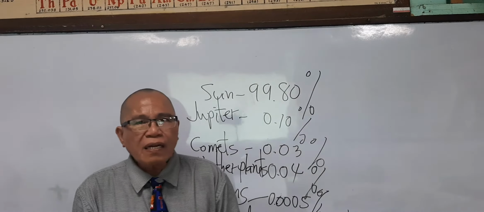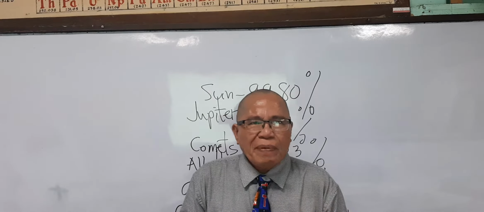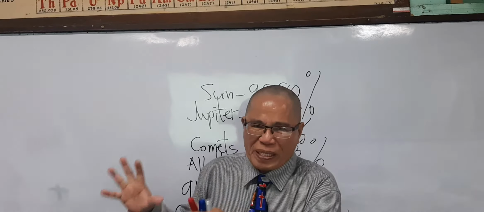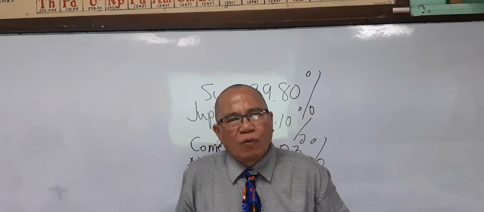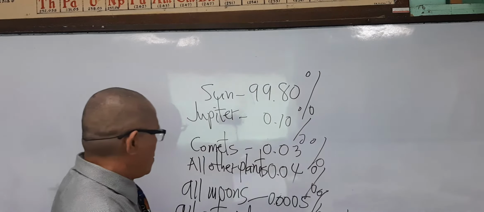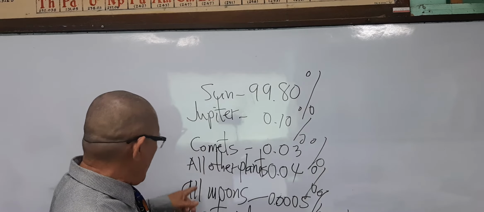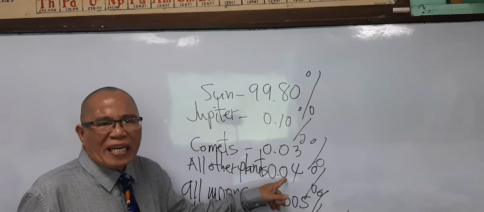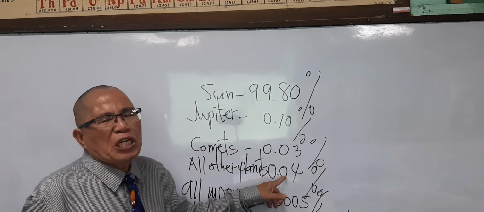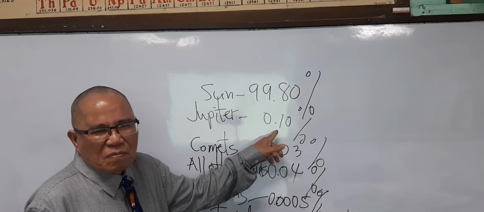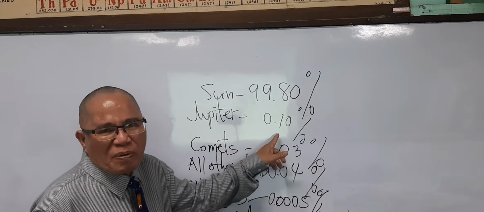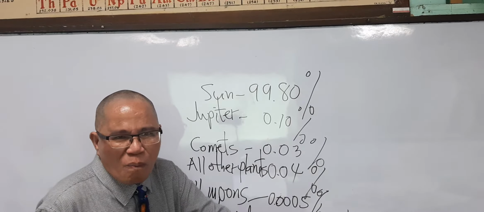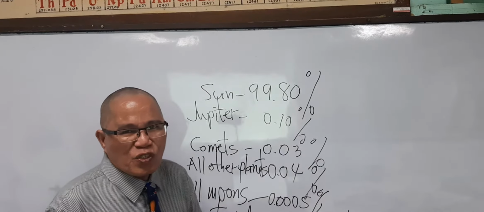Now, most of the material of the planets is actually concentrated in the largest one, Jupiter. We combine all the planets, all other planets. Even if we combine all the other planets, still not enough to have the mass of Jupiter. So the mass of Jupiter really is much larger than the combined masses of all other planets.